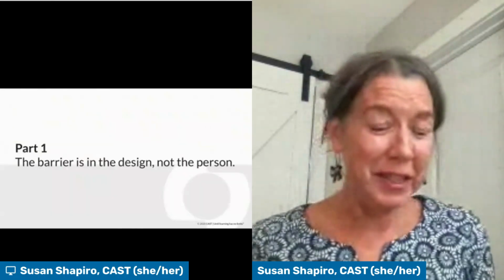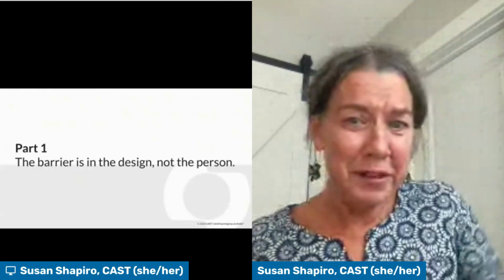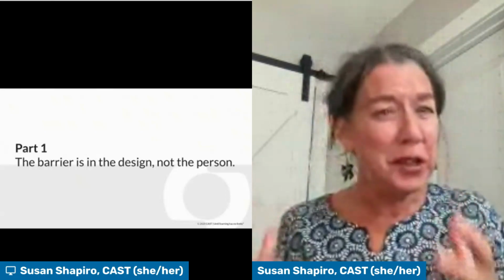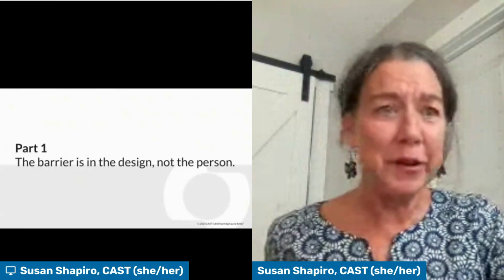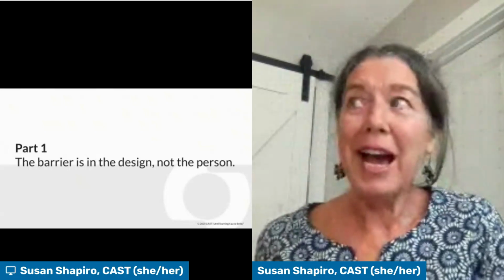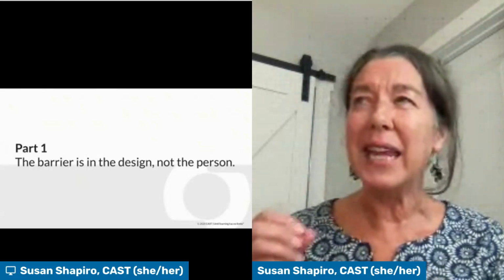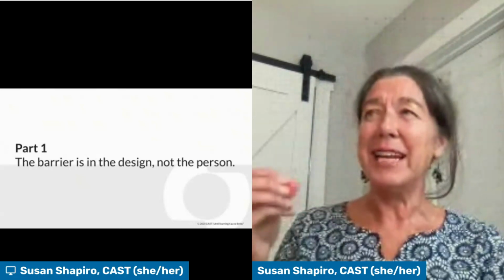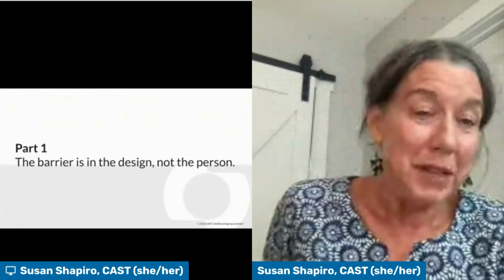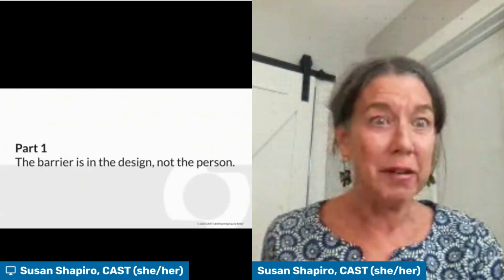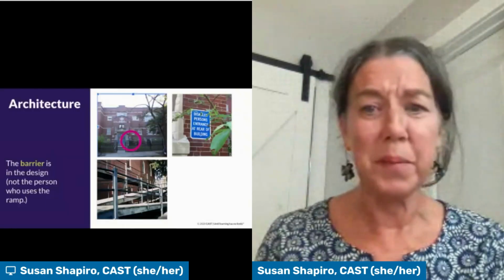So part 1 is really about the UDL piece of this, and that is what I referenced in the beginning, that the barriers are in the design, not the person. And how can we use that tenet and think about facilitating friendships? How can we be sure that as we're thinking about how we can support a student to have friends, we're not thinking about the barriers that student has inside of them, right? Well, students might not want to be friends with... but thinking instead about the barriers in the environment, in the world, that might prevent friendship, and get rid of those.